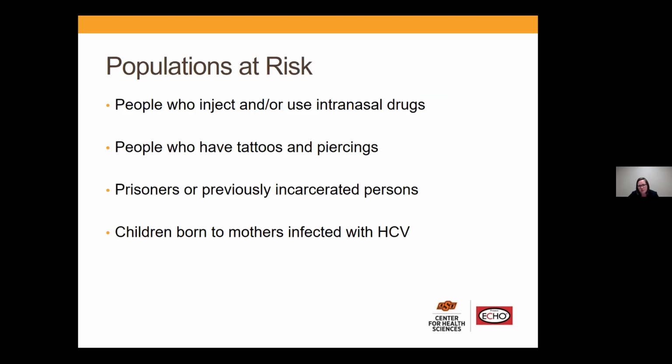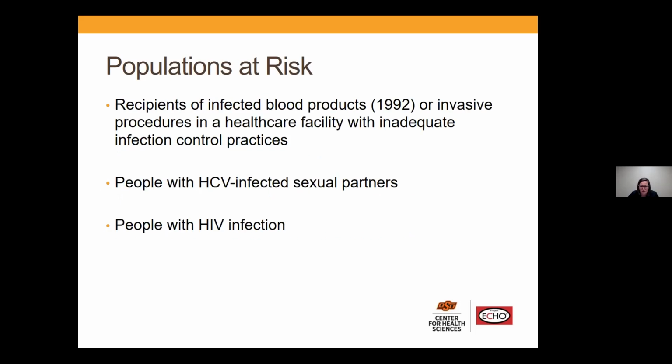Children born to mothers who have a hepatitis C infection. The maternal transmission is really low, but it is recommended to screen children of hepatitis C mothers. Those who received blood products before 1992, and then people who have a hepatitis C infected sexual partner. Again, the rate for sexual transmission is low, but it's possible because if there's any blood involved, then there could be transmission of hepatitis C. And then people who have an HIV infection are at a higher risk to contract hepatitis C as well.